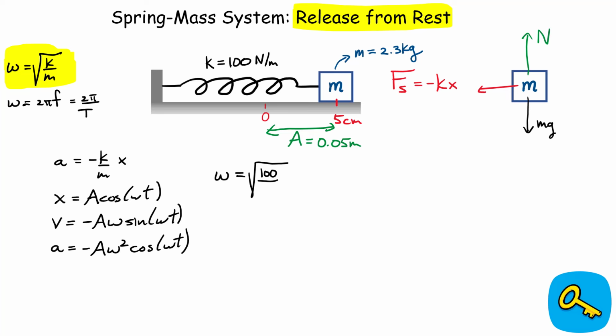So this is all you would do. You would do 100 divided by the mass, which is 2.3. And don't forget to take the square root. I put that in the calculator and I get 6.59. That is in radians per second.